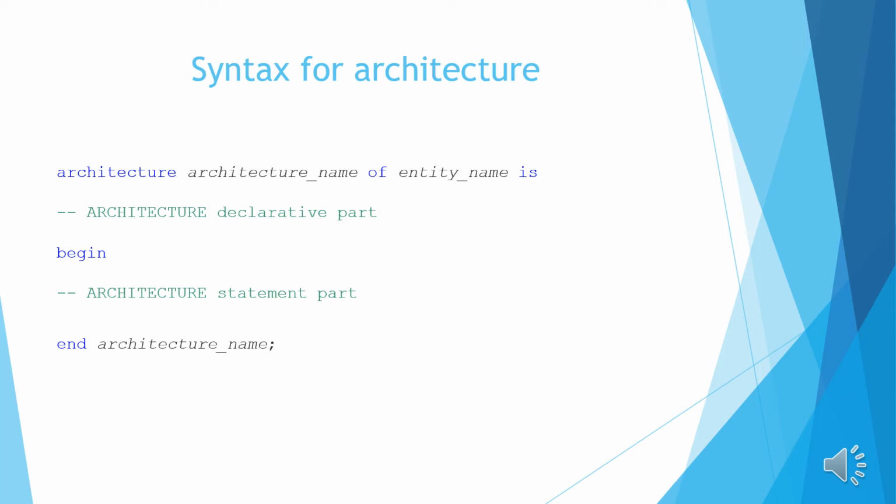Then the begin statement. After the begin statement comes the architecture statement part. In the architecture statement part, we can write either concurrent statements or sequential statements, based on the modeling style which we are going to use. End architecture name.